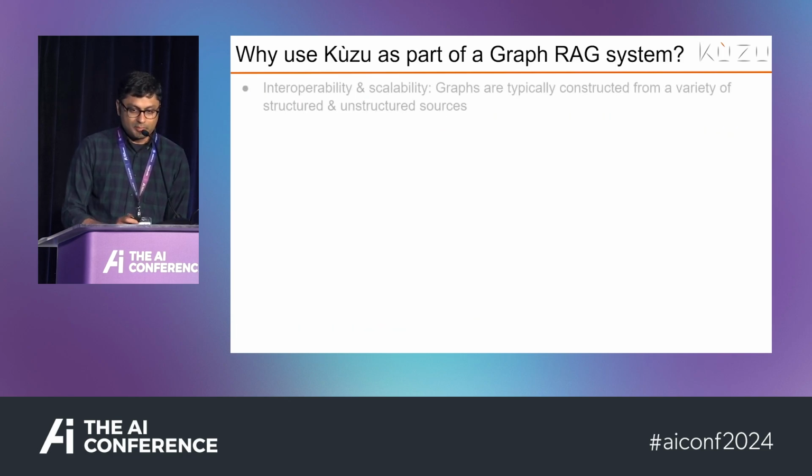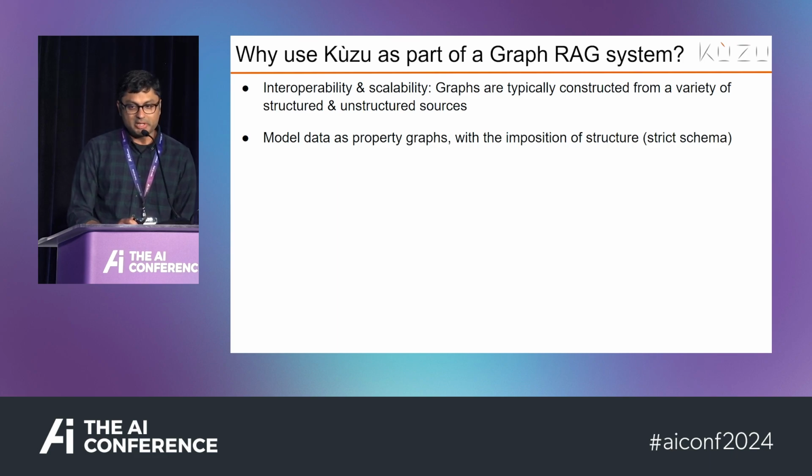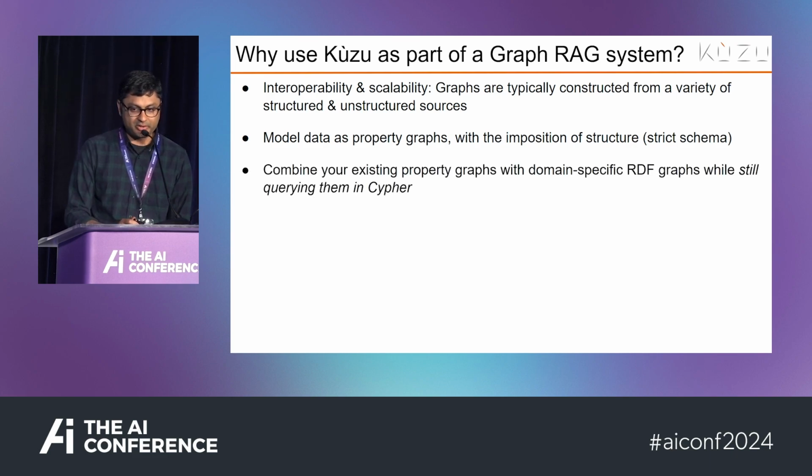So I already covered the interoperability and scalability part, but why it makes sense to use a database like Kùzu for a graph RAG system is that you can model your data as property graphs, which is the most commonly accepted graph data model, while also imposing structure on your data. And unlike other graph databases, Kùzu imposes a structured property graph model and has a strict schema, which is really helpful in data management and maintenance of your data model over time. You can also combine your property graphs with domain-specific RDF graphs while still querying the whole system in Cypher.